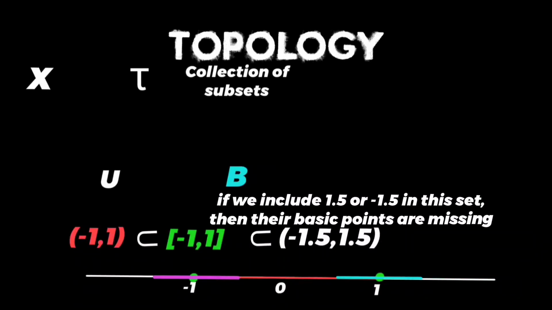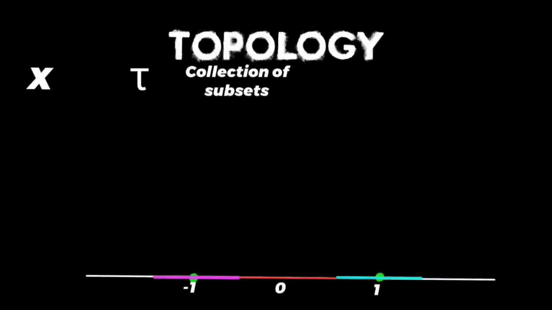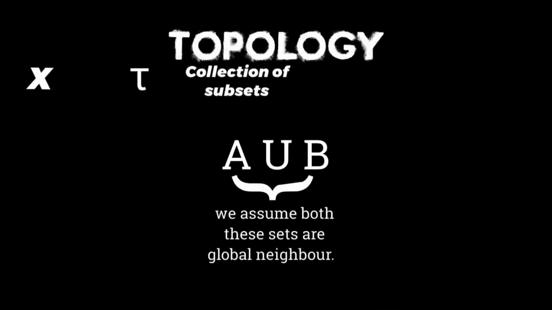We have to be careful here. Those basic points must also have their own basic points in that set. Otherwise that set will lose that property. What we actually did here is a union of two sets, where for each point of that set, their respective set itself is a neighbor for that point. Then the union is also a neighbor and has that property.